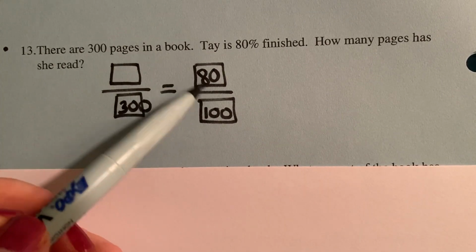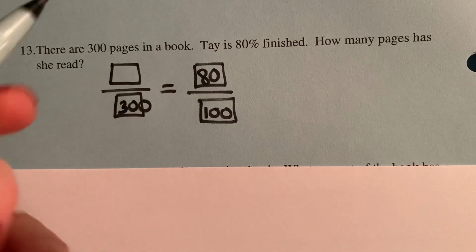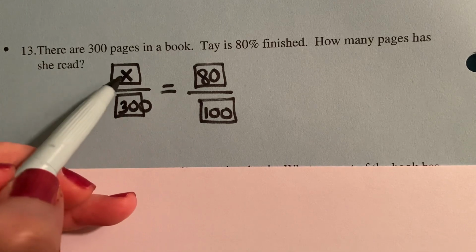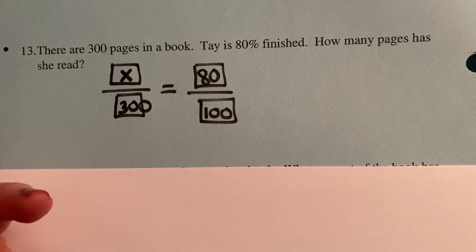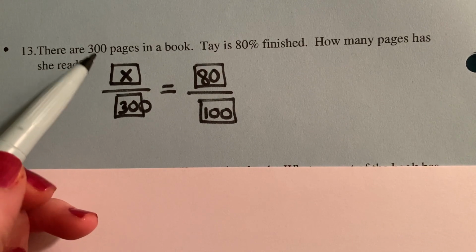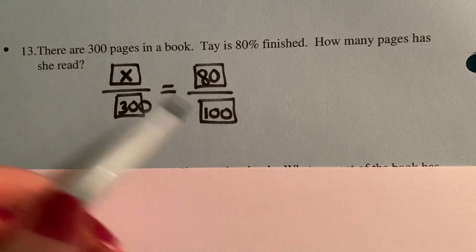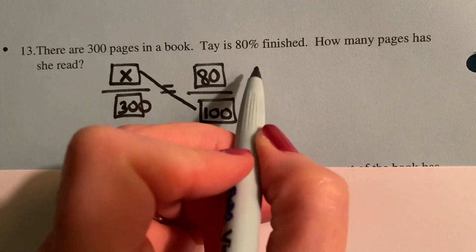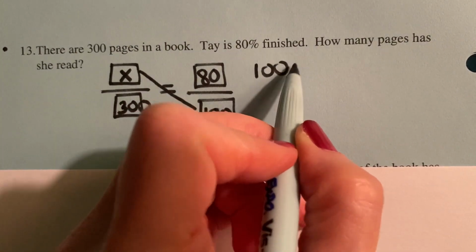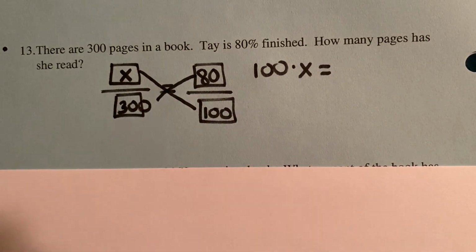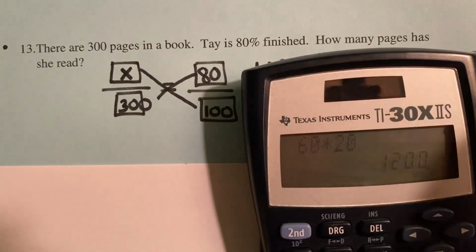She's 80% of the way through. So we want to know, what part has she read? That's what we're looking for. Remember, X is what we're looking for. It's a letter of the alphabet holding the place for a number until we find it. Let's cross multiply. 100 times X equals 300 times 80. Ooh, that's going to get big.